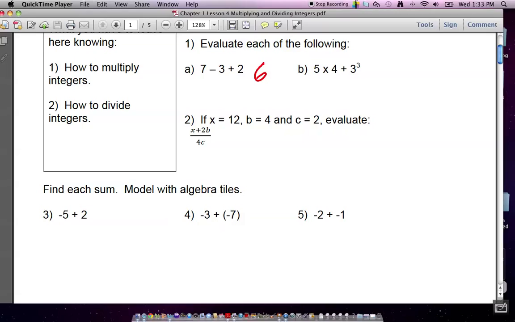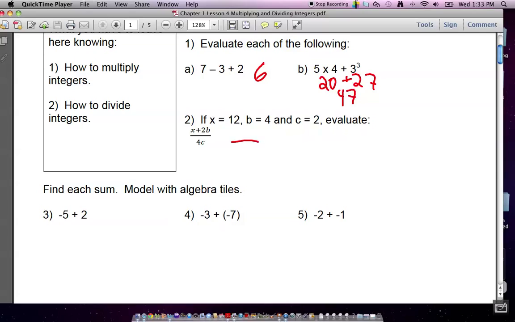Yay. Next, what do I do first here? Do I do the multiplication or do I do the exponents? Exponents. The first thing I have to do is 3 to the third power. What does 3 to the third equal? 27, good. And now I have to do 5 times 4, which is 20. And I add them up and I get 47.